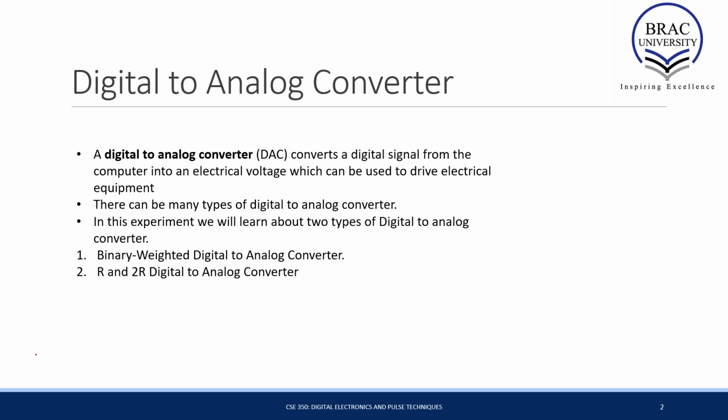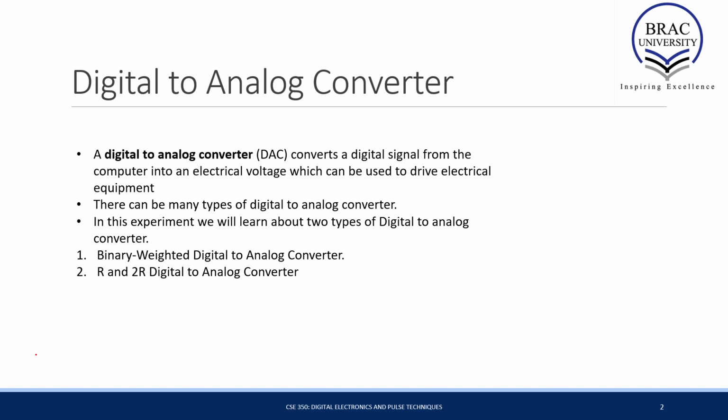We know the computer cannot process an analog signal. For this reason, we need to convert analog signals into digital signals, and sometimes we also need to convert digital signals to analog signals. The component which converts the digital signal to an analog signal is called a digital to analog converter, or DAC.